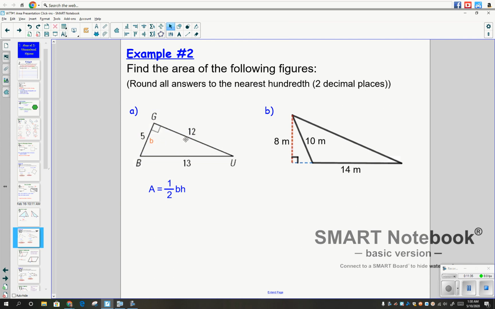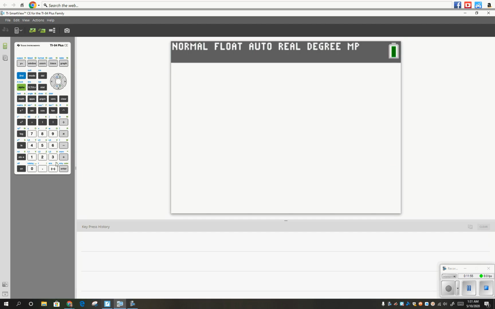Let's call 5 our base and 12 our height. Well, notice in a right triangle, depending on how you look at it, either one of them could be. So I'm going to do 1/2 times 5 times 12. The base and the height in a right triangle will be the two legs that I'm talking about. And we can just type that into our calculator.